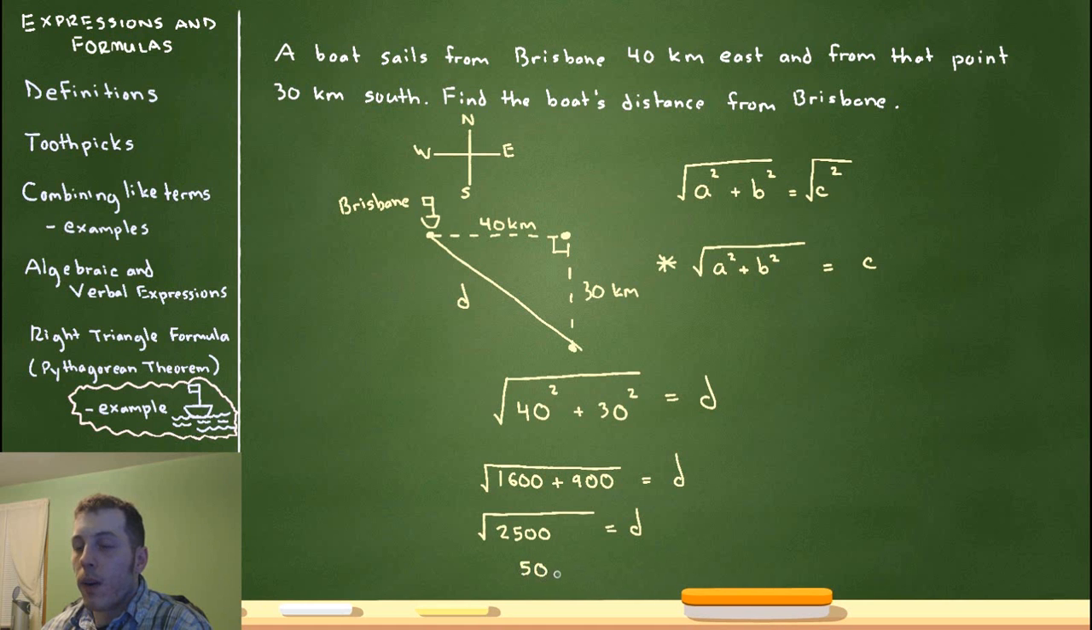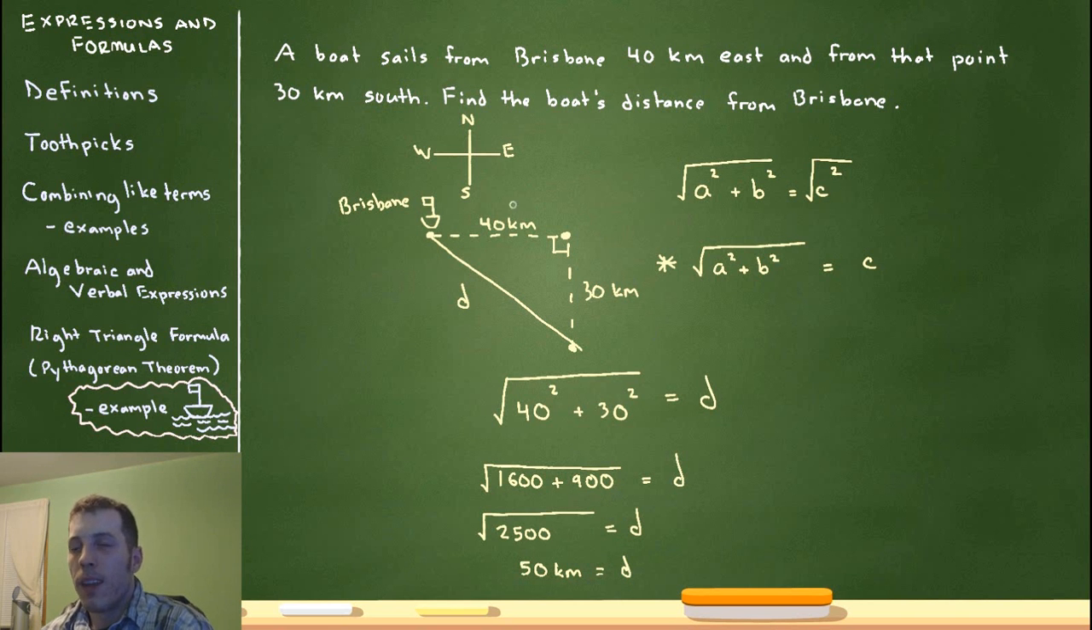And let's make sure we have the correct units. We're dealing with kilometers. And this is a one-dimensional measure, right? This is a line. So we should have just kilometers. Not kilometers squared. That would be an area. This is just a line. So 50 kilometers is equal to d.